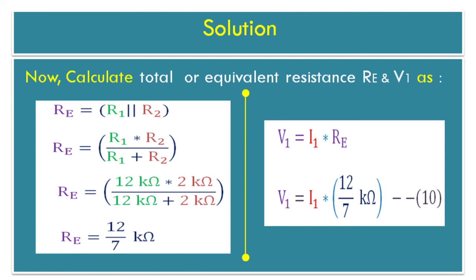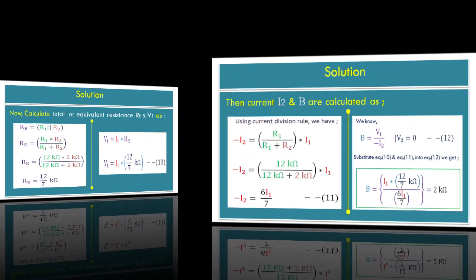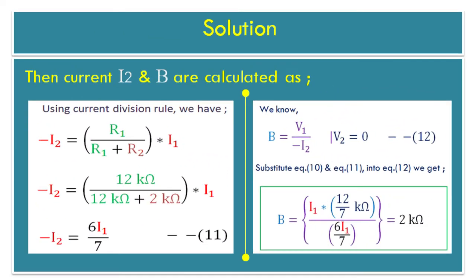We know voltage V1 is equal to current I1 into equivalent resistance. We get voltage V1 is equal to current I1 into 12 by 7 kilo ohm, which is given by equation 10. Then current I2 and coefficient B calculated as. Please note current I2 is in opposite direction of current I1. That is why current I2 having negative sign.